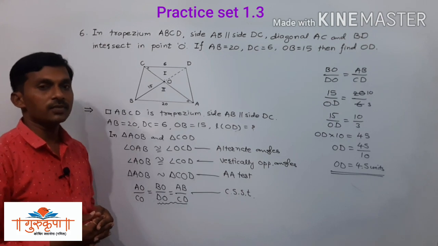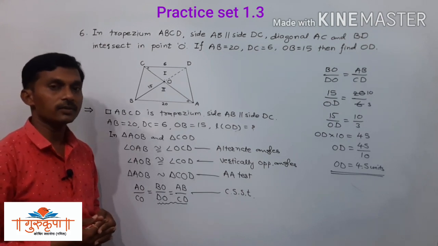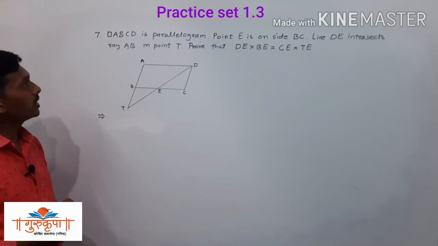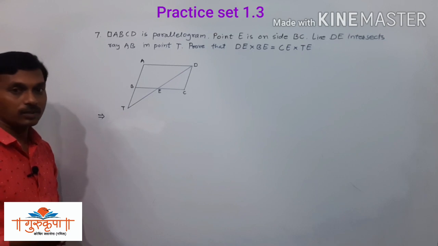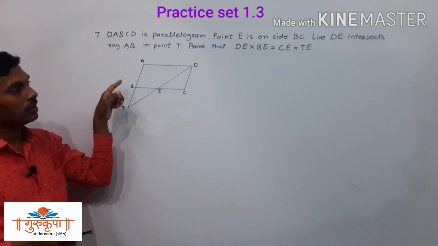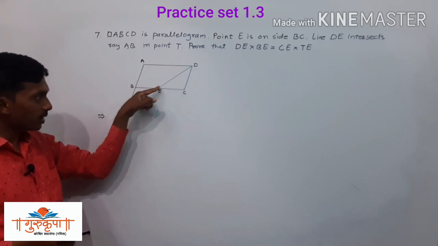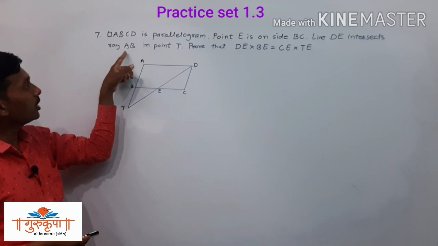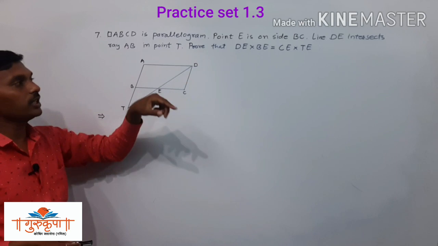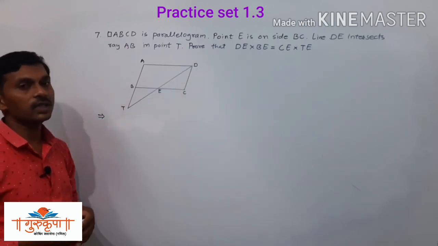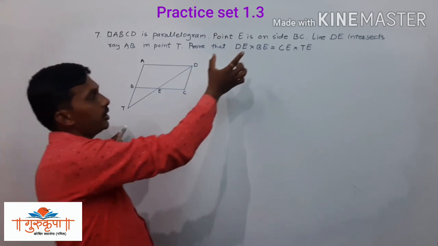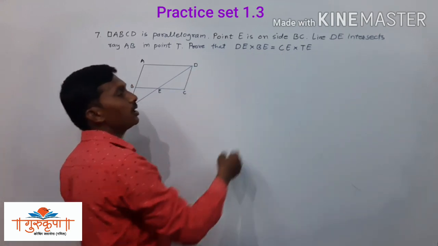Now we will take the next question, that is question number 7, from practice set 1.3. The question is, quadrilateral ABCD is a parallelogram. Point E is on side BC. Line DE intersects ray AB in point T. Then prove that DE into BE is equal to CE into TE. We have to prove that DE into BE is equal to CE into TE.